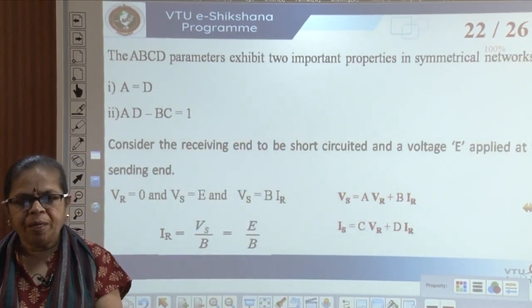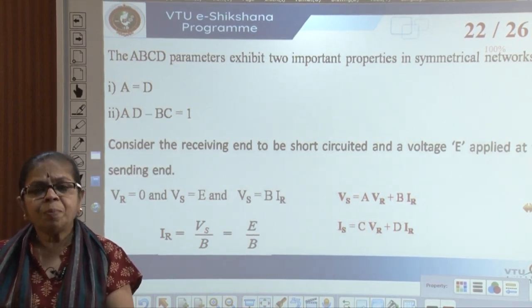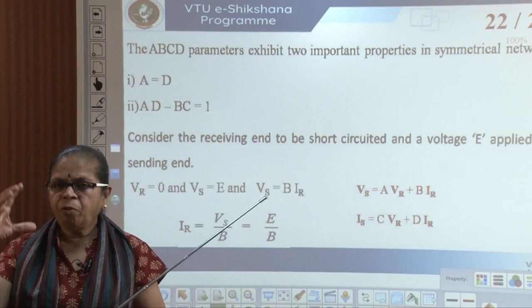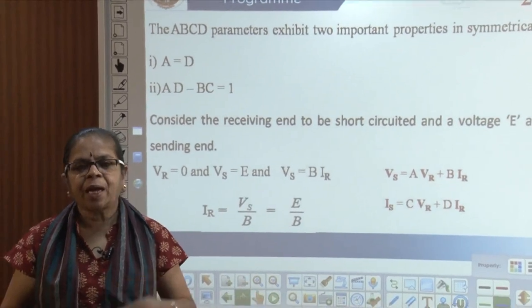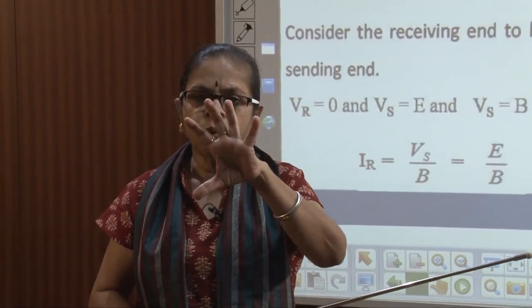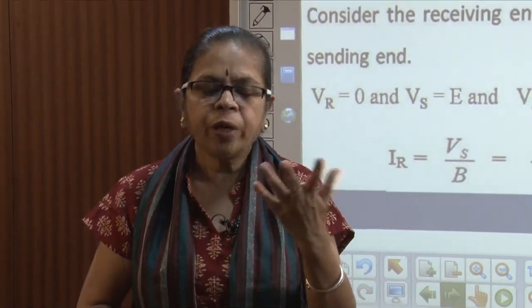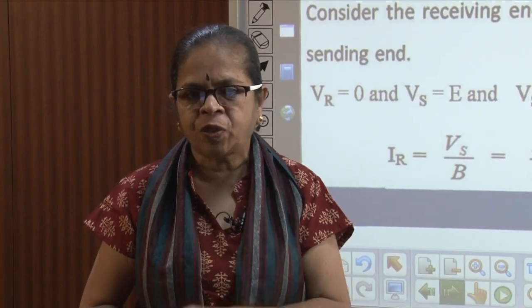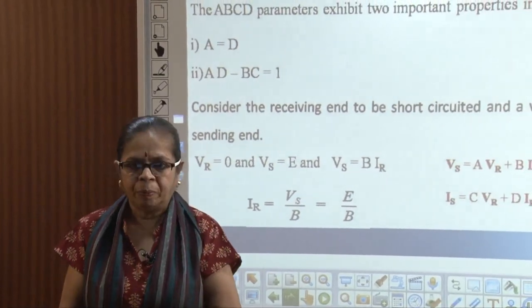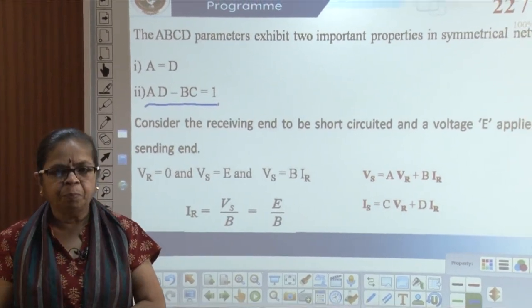So, the ABCD parameters exhibit two important properties in symmetrical networks. So, symmetrical network means what? I have the two ports. So, when I view the network from one port, it is identical to the network as viewed from the other port. That is a symmetrical network. I am sure in network topology and two port networks, you would have studied about symmetrical networks. And the other one is AD minus BC is equal to 1. So, we will prove this, very simple.